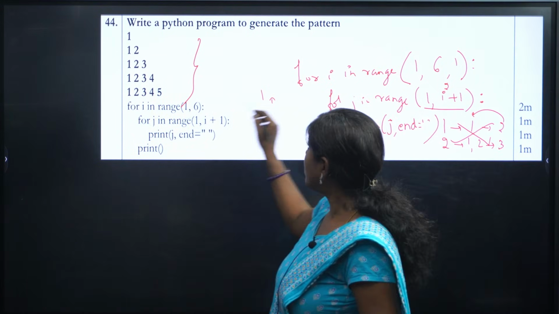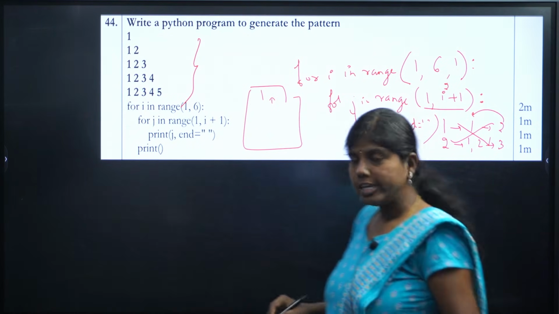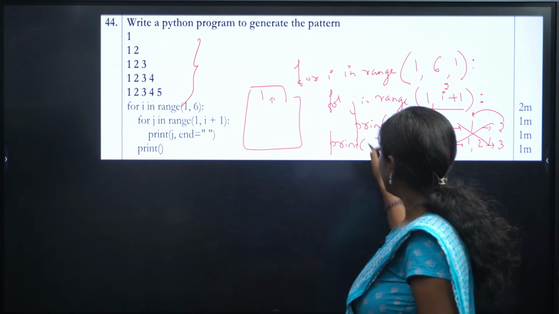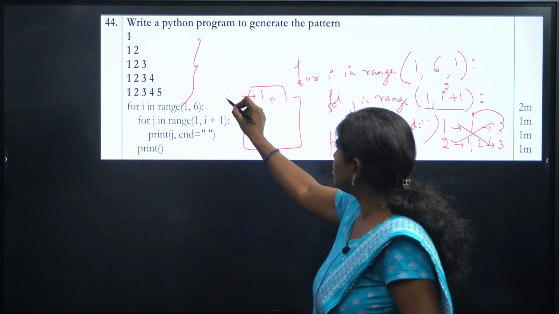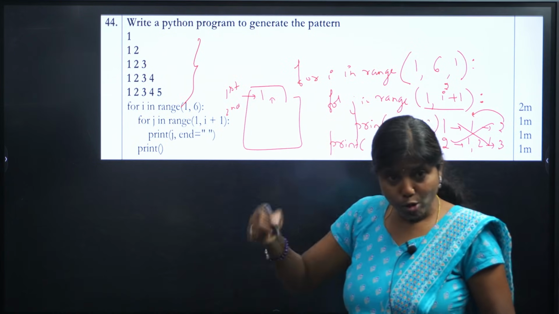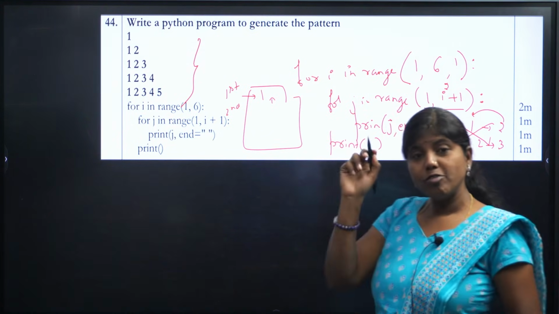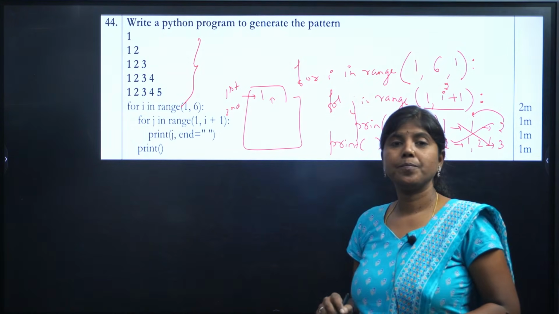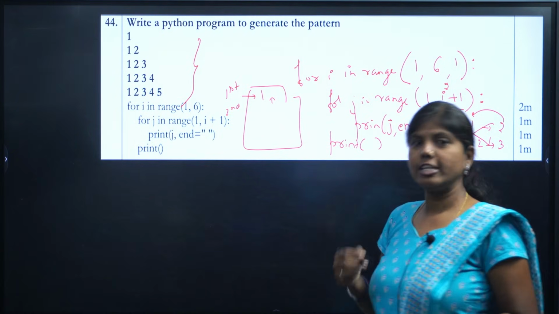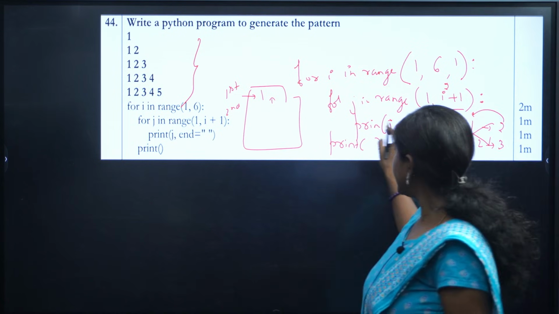Once it comes out, after printing this one, what should I print? It should go to the next line. For going to the next line, we will take one print here. The first row is done; the second row should go to the next line, one below that. For that, you need to have one print statement that will give you \n. It's like pressing an enter key. It will go to the next line. We can call it the new line character, an escape sequence. It will take the cursor to the next line.